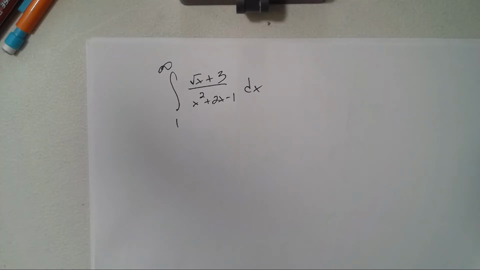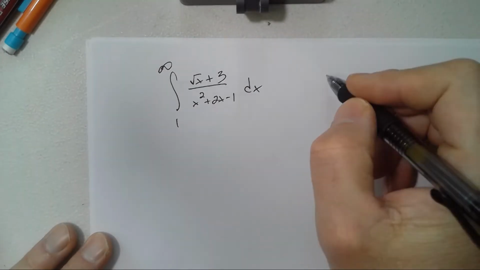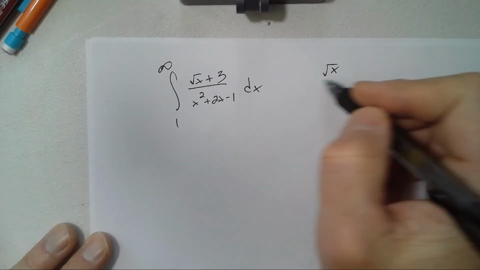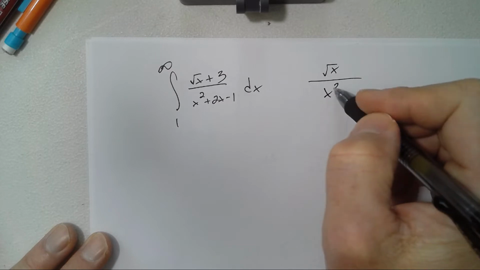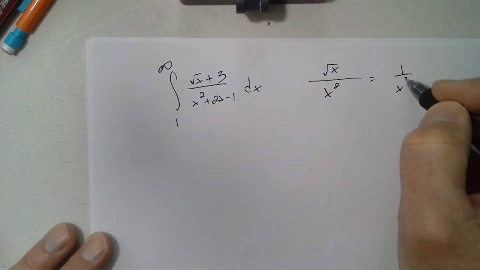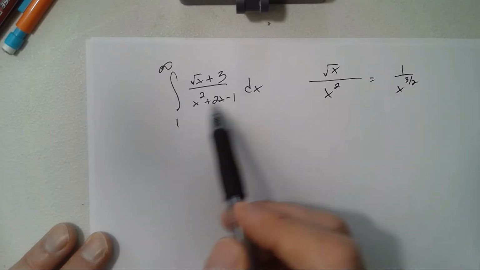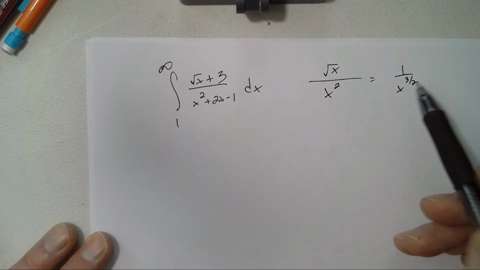Okay, so we're trying to figure out if this converges or diverges. Our end behavior model, like if I send that to infinity, you just take the highest degree on top and the highest degree on the bottom. So this basically becomes 1 over x to the 3 halves. So my end behavior approaches this model, 1 over x to the 3 halves.